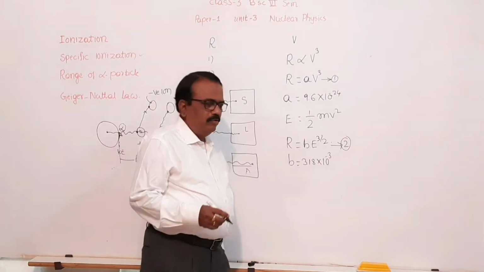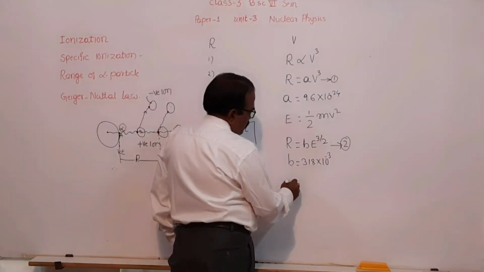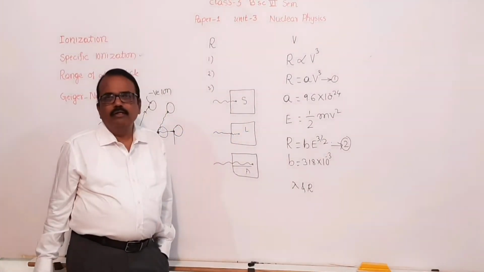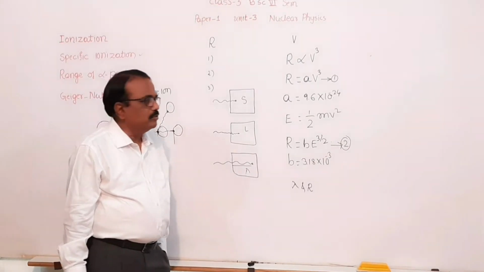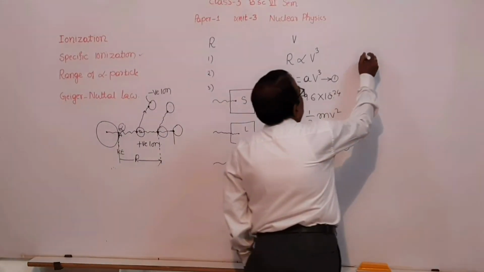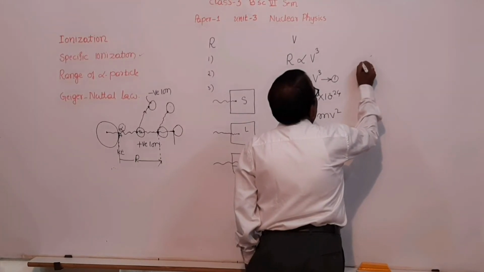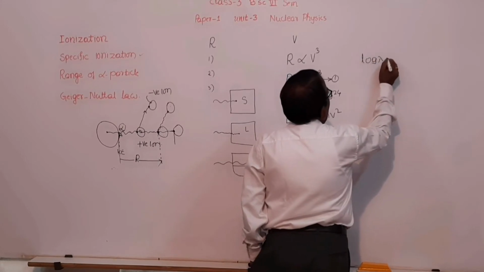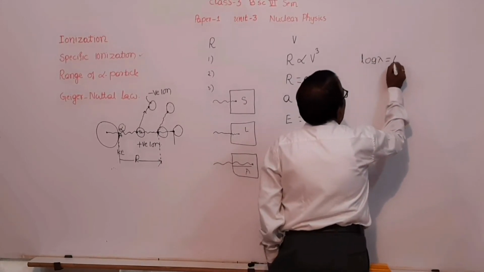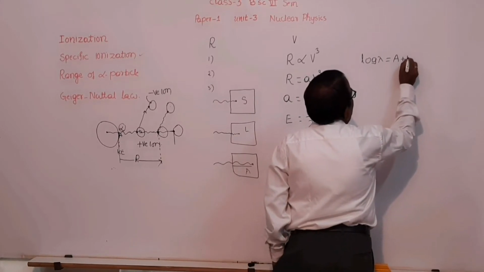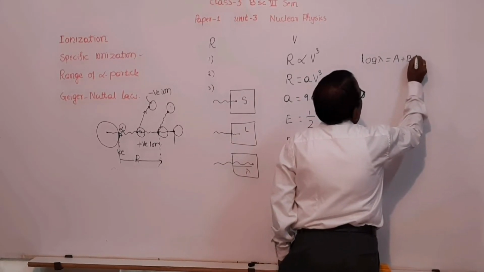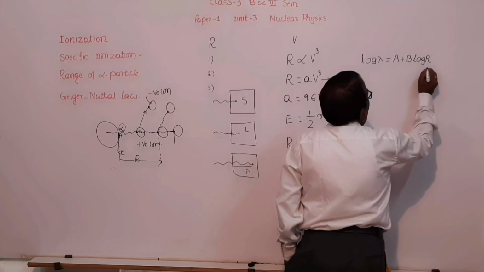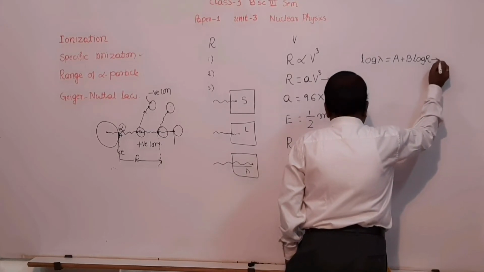They have also derived the relation between lambda and R. What is lambda? Lambda is decay constant. So the Geiger-Nuttall law in another form is log lambda is equal to A plus B into log R. So call this equation as 3.